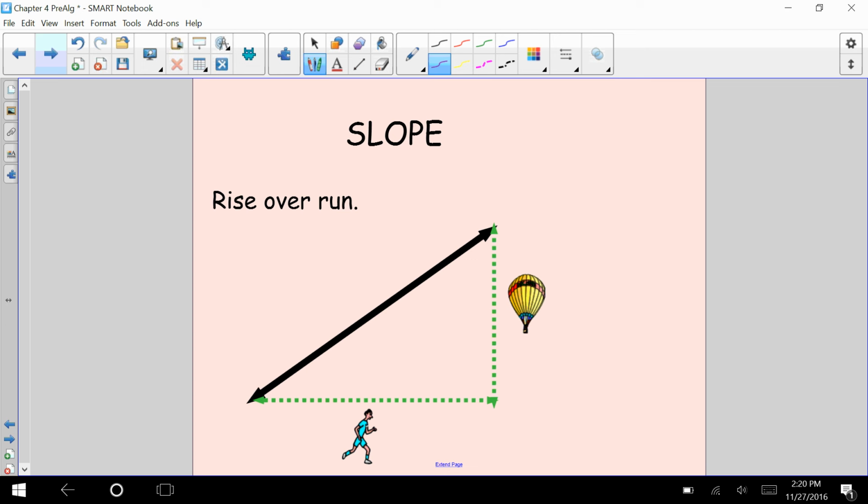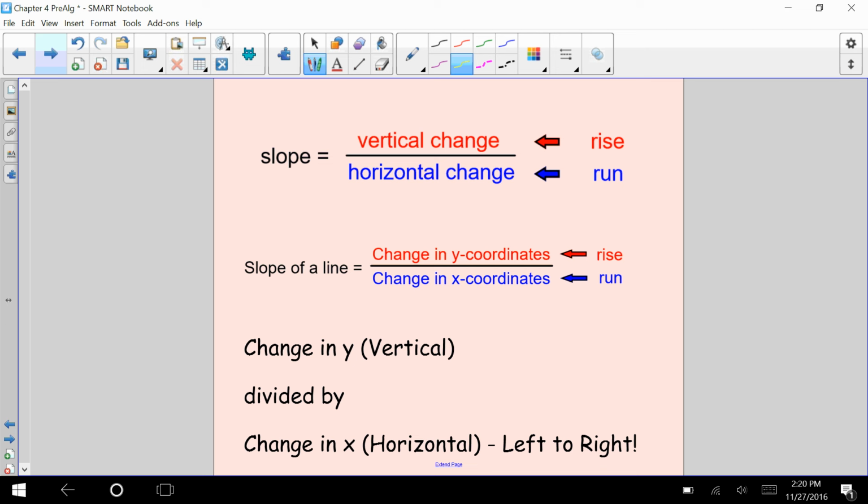So slope is always rise over run. This image shows you a rise in a hot air balloon and a run. So it's the vertical change over the horizontal change. A couple other ways to write slope. Slope is vertical change over horizontal change. Again, your rise over your run. Slope of a line is the change in the y coordinates, which is your rise, over the change in the x coordinates, which is your run. It is also considered as the change in y, or vertical, divided by the change in x, or horizontal. We always go left to right for the change in x.